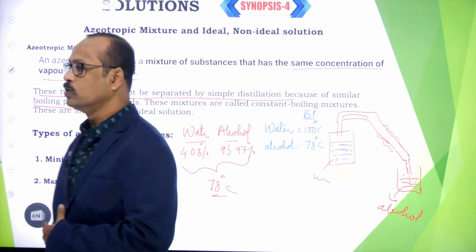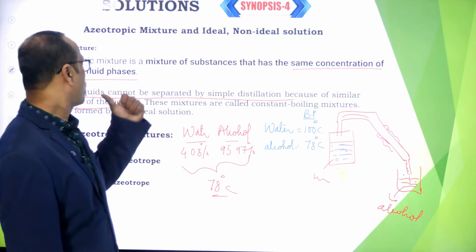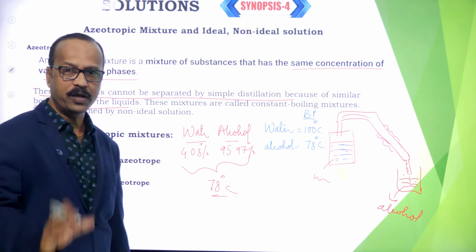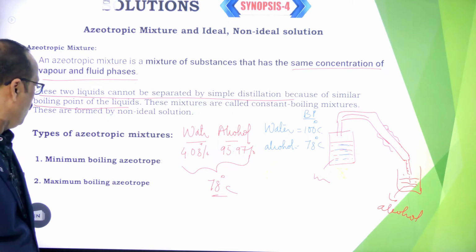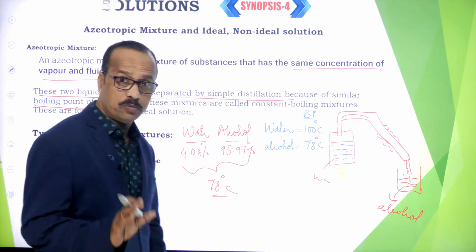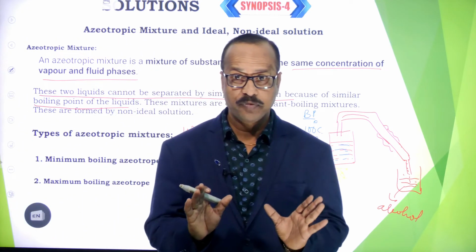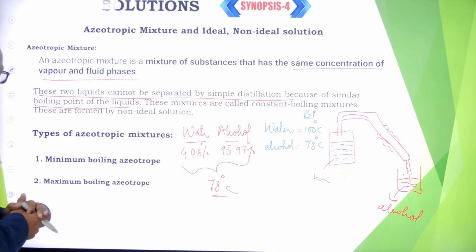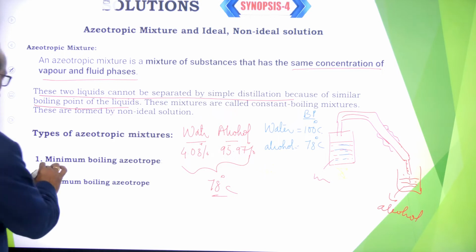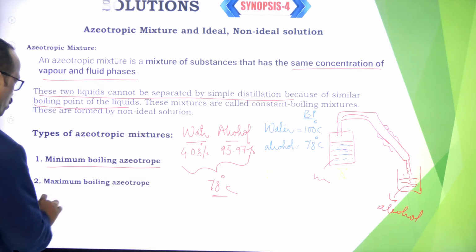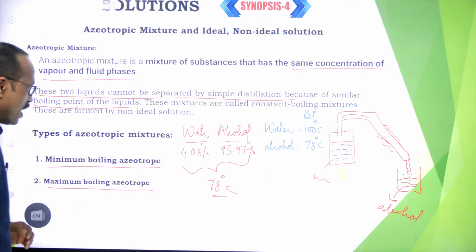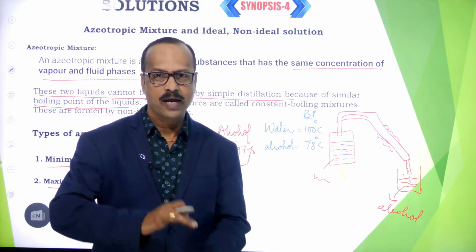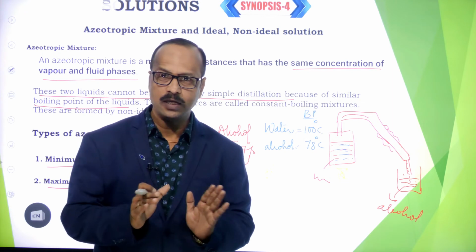So such types of solutions are called azeotropic mixtures. Azeotropic mixtures are what they are called. Do you understand the azeotropic mixture concept? Now, these azeotropic mixtures are again of two types. One is called minimum boiling azeotrope and the second is called maximum boiling azeotrope.